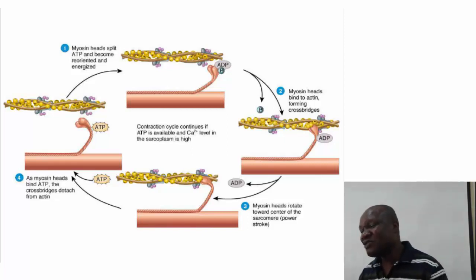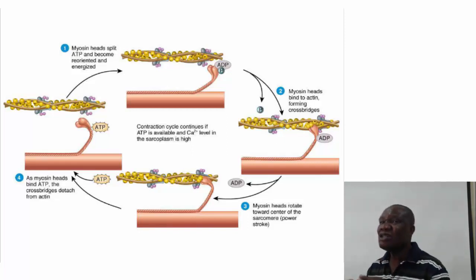Calcium is released from the sarcoplasmic reticulum. Calcium binds to troponin C. When calcium binds to troponin C, the troponin molecule undergoes a conformational change. Now, this will sort of break the link between troponin and actin.